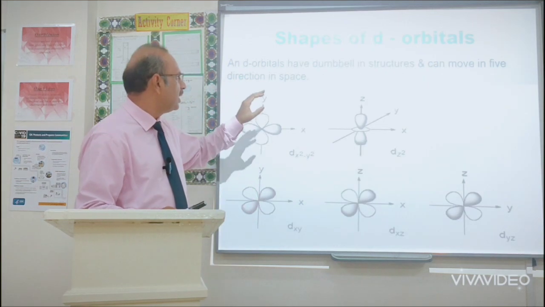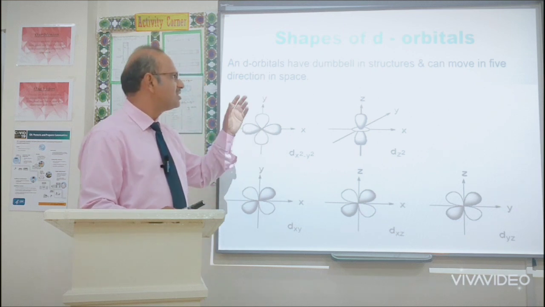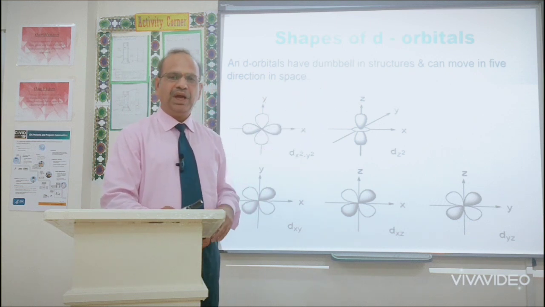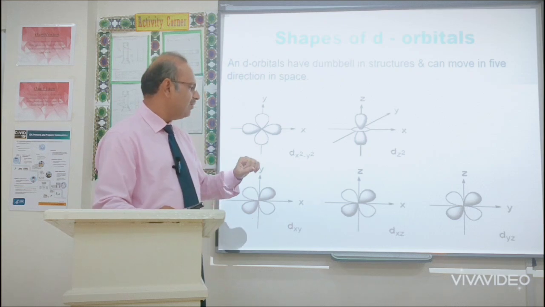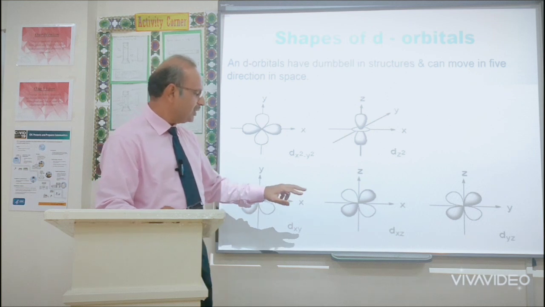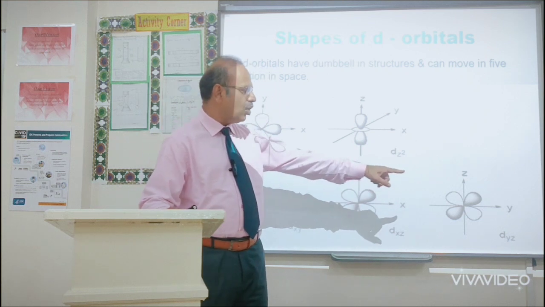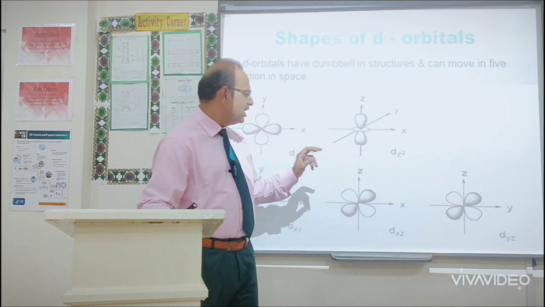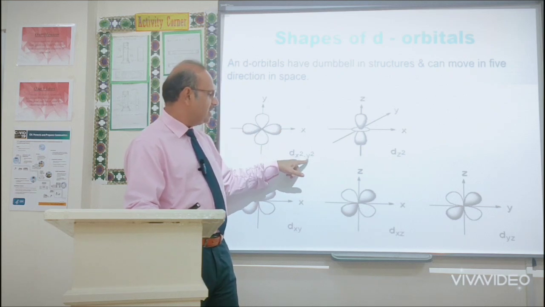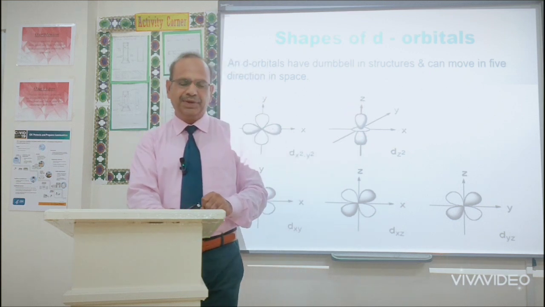These are the shapes of the d orbitals. D orbitals are also dumbbell-shaped in structure, a little more complex, and they are of five types. One is dxy, so the orbital lies between the x and y axes. The dxz orbital lies between the x and z axes, and the dyz orbital lies between the y and z axes. The other is dx² − y², which lies along x² and y², and dz², which lies along z².